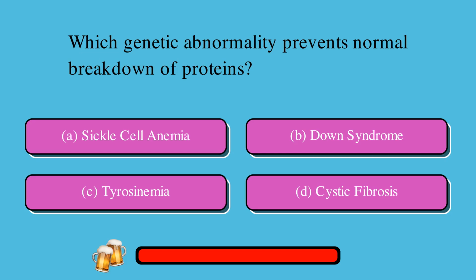Which genetic abnormality prevents normal breakdown of proteins? A. Sickle cell anemia, or B. Down syndrome, or C. Tyrosinemia, or D. Cystic fibrosis. The correct answer is C. Tyrosinemia.